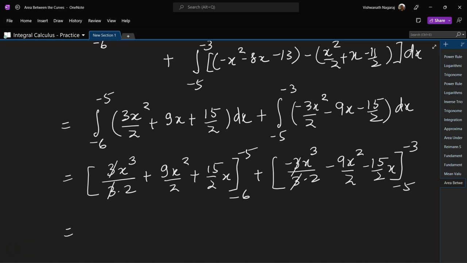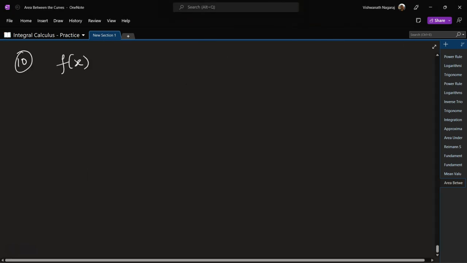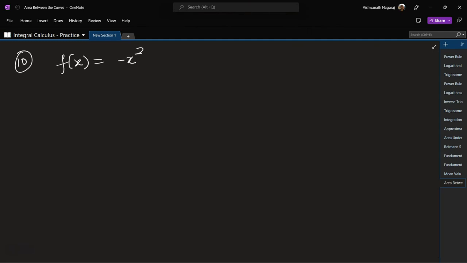And now if we do the substitutions and simplify it, what we will get is 23 by, so that is the area between the two curves. Let's do the 10th one. F of x is equal to minus x square plus 6x minus 4, and g of x is equal to minus x plus 2 in the interval 0 to 4.